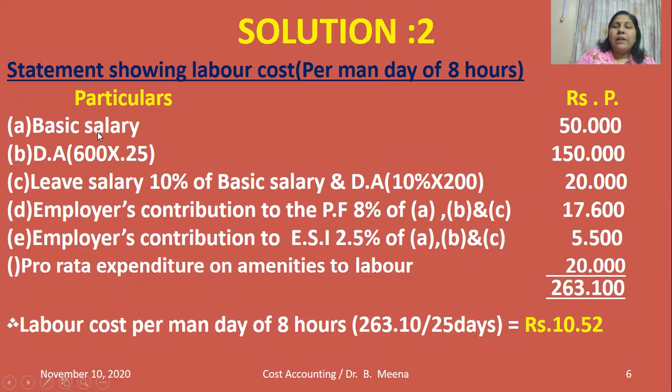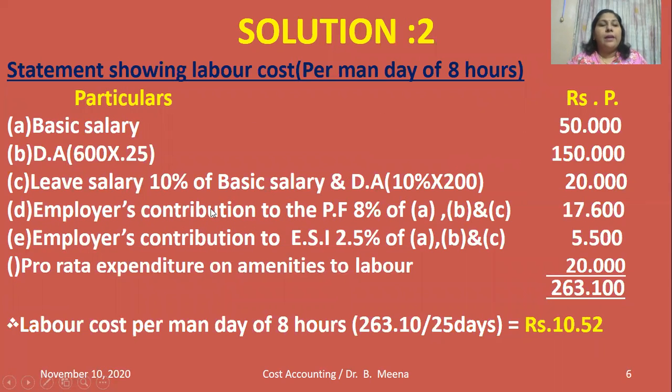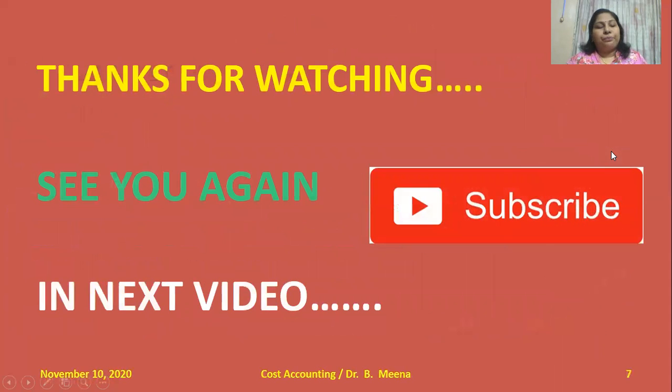Basic salary was given in the problem for a day only. I'm converting for a month. So 2 rupees into 25 days, 50 rupees I'll get. Next, DA, I said over 100 points, that is for every point over 100, I'll pay DA. The employer is saying I'll pay DA 25 pies for every point over 100. So totally the current cost of living index is 700 points. So 600 points, I need to work out the DA. So 600 into 0.25, I'll get 150 rupees.